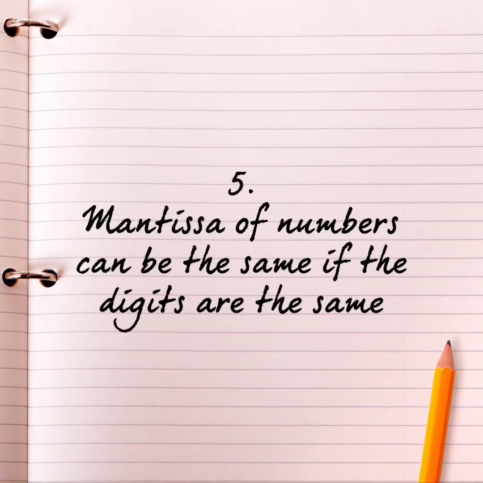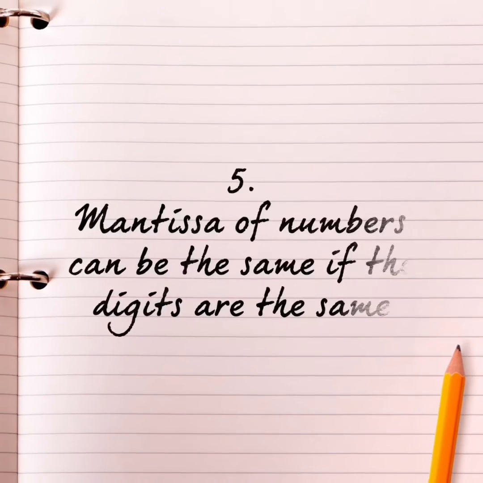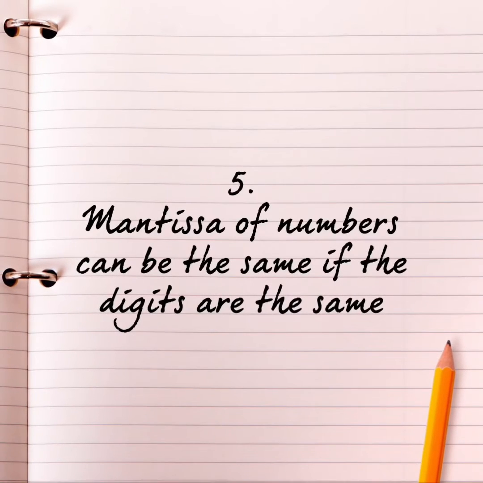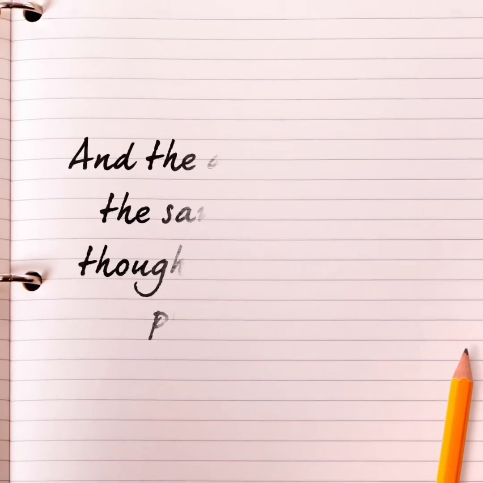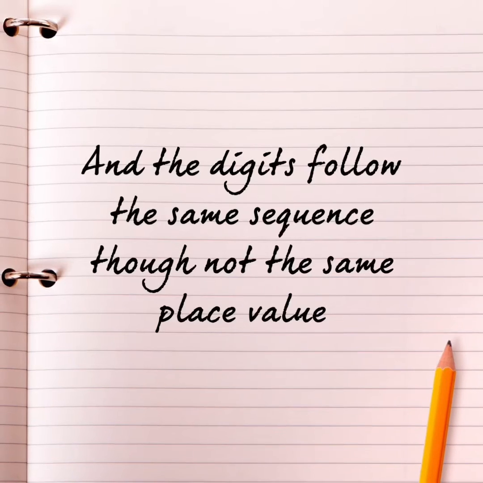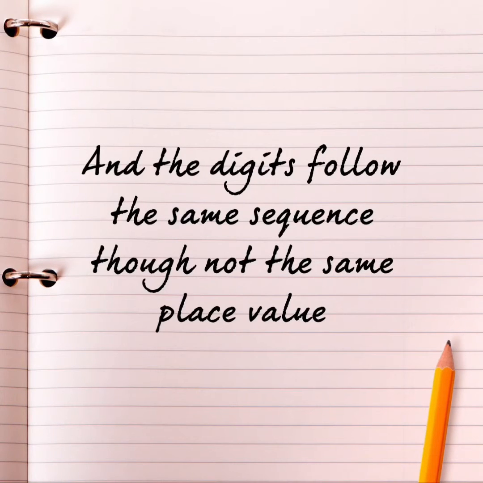Okay, the fifth point is that the mantissa of two or more numbers can be the same if the digits are the same. If the digits are the same, the mantissa can be the same. And the digits follow the same sequence, even though not the same place value, but the same sequence, okay? I'll give an instance now.